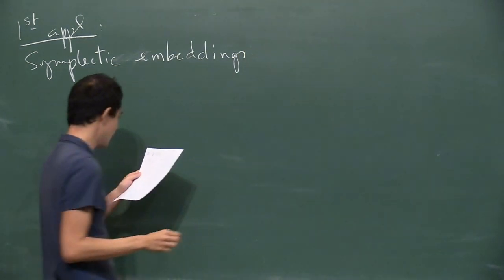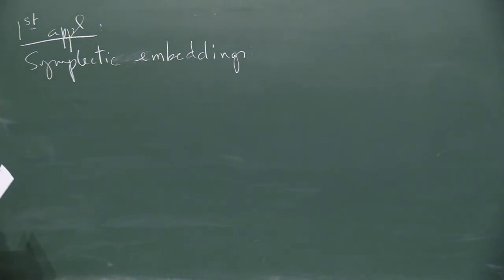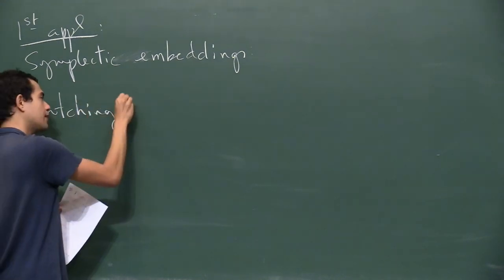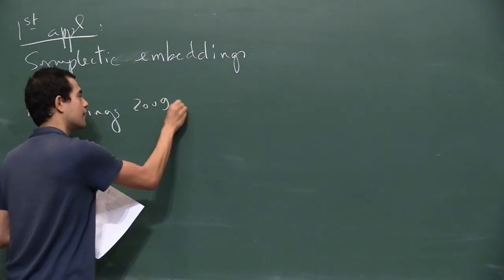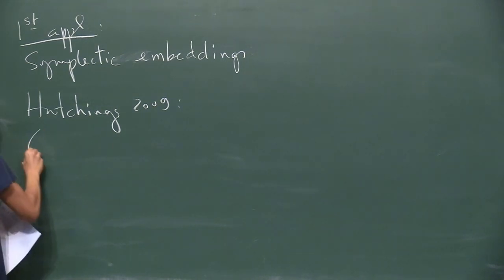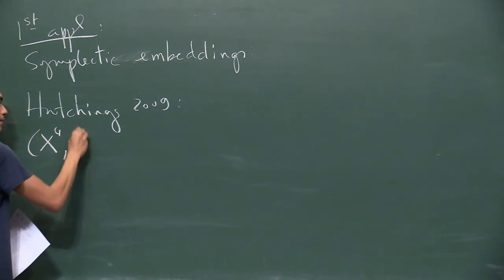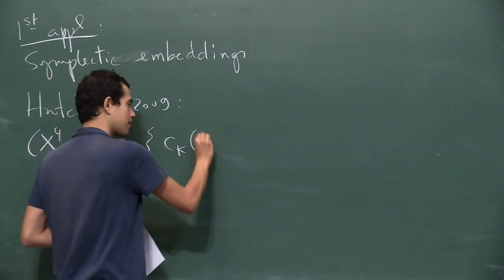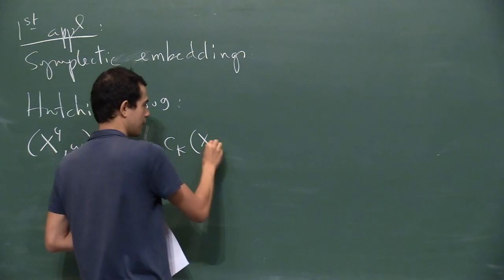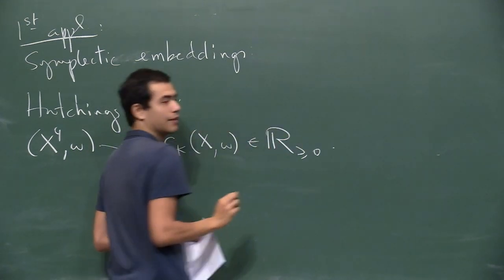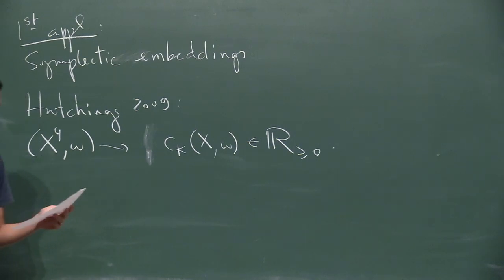I think many of you have heard, Hutchings, using ECH, defined a sequence of capacities. So for a four-dimensional symplectic manifold, he defined a sequence of numbers c_k, which are all non-negative real numbers that satisfy the following properties.